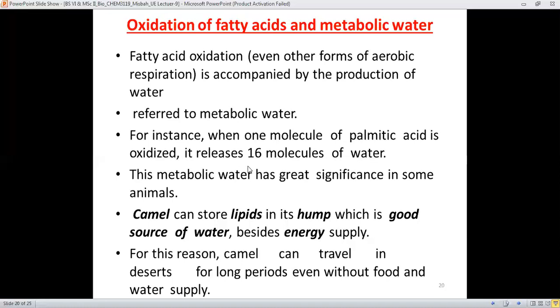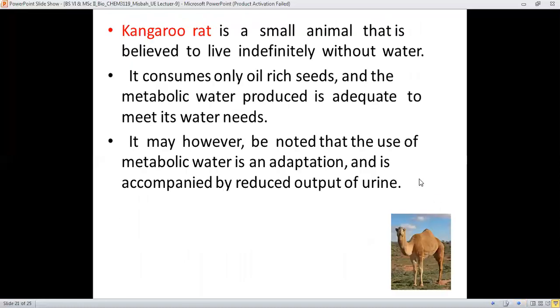And this metabolic water has a great significance in some animals like the camel. Camel can store lipids in its hump because it has to travel through the desert for a long period of time, even without eating any food or drinking water. Therefore, it utilizes the lipids which are stored in its hump and metabolic water, which is also present in its hump. Like this, the hump is the full storage of the lipids and the metabolic water.